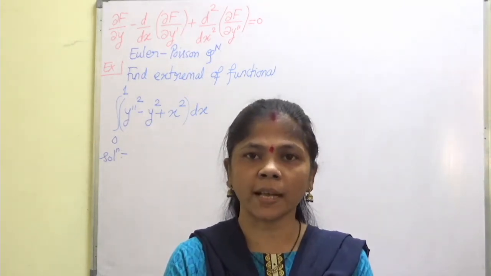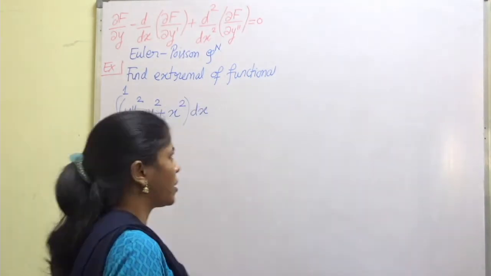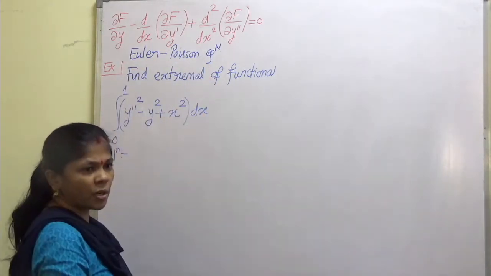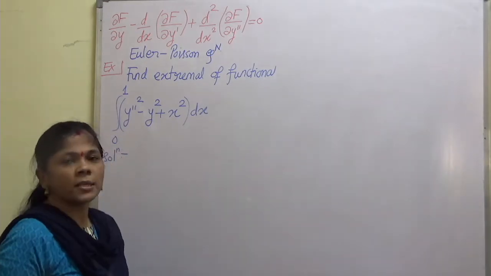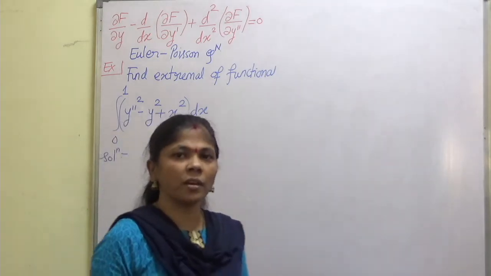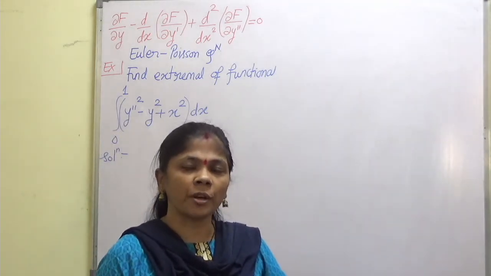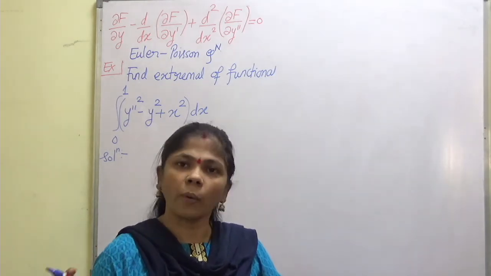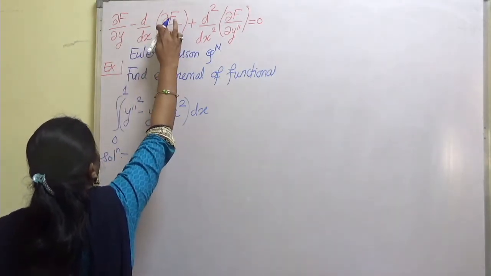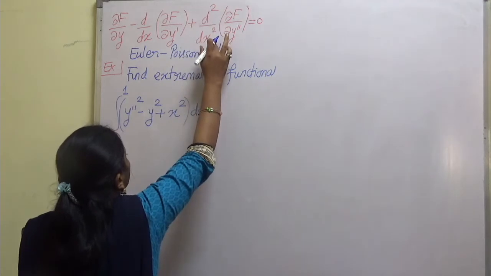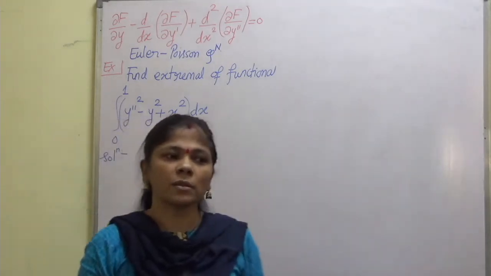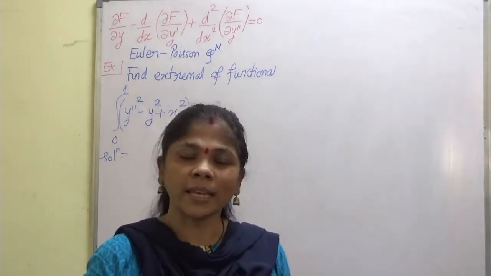So before solving the example, let us quickly see what is the equation with the help of which we will get the solution. This equation is called the Euler-Poisson equation. Here I have mentioned the Euler-Poisson equation for the functional involving second order derivatives, that is, functional f where f is a function of x, y dash and y double dash. So what is the equation? That is del f by del y minus d dx of del f by del y dash plus d2 by dx square of del f by del y double dash, equal to 0. This equation will give you the solution of functional involving the second order derivative.